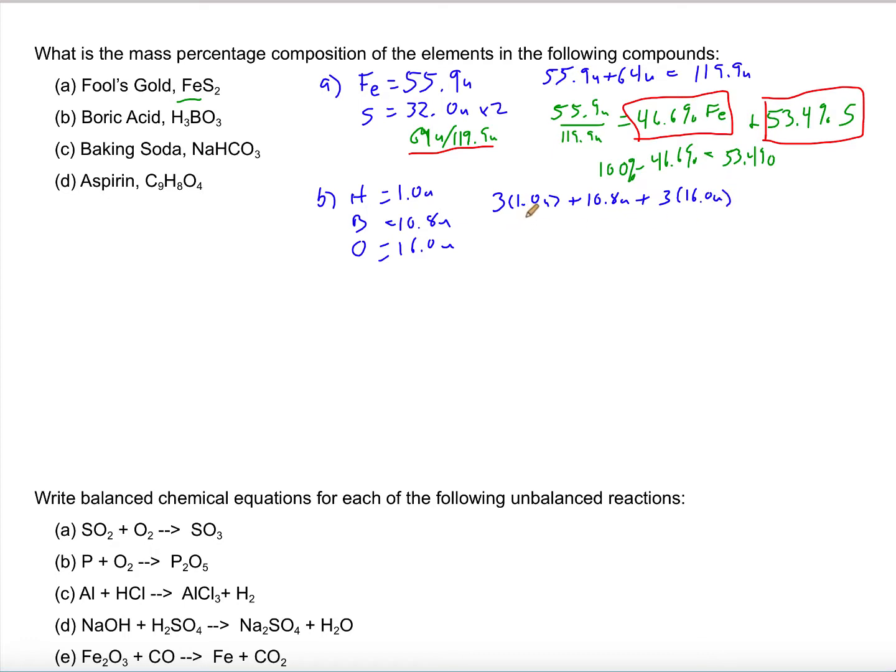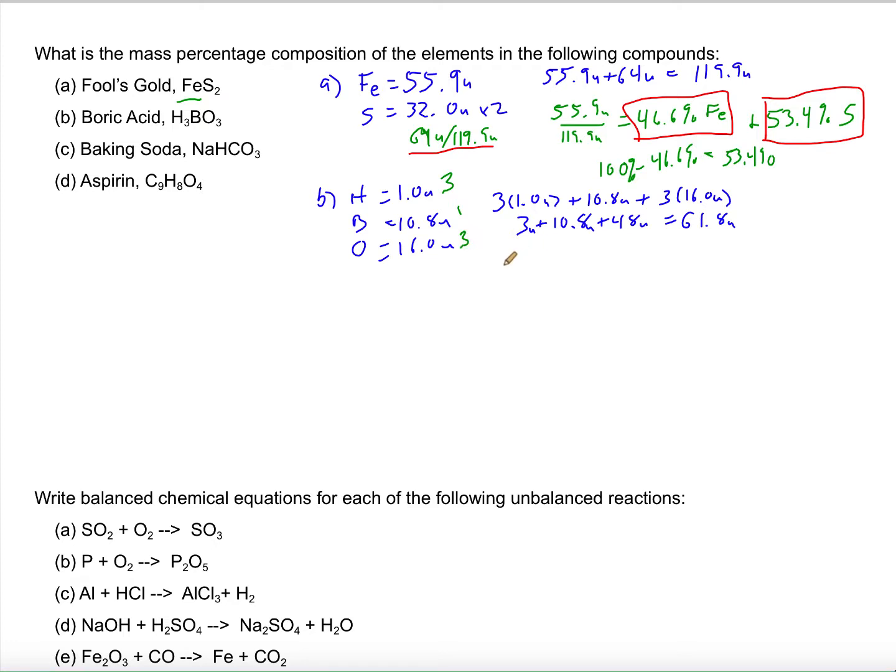And that would give us 3 plus 10.8 plus 48 units, which gives us a total molecular weight of 61.8 units. And now we do the same thing that we did previously. Now we are going to take, for hydrogen, what is the percentage of hydrogen? Well, there are 3 hydrogens, so 3 times 1, there's 3 of these, 1 of these, and 3 of these.